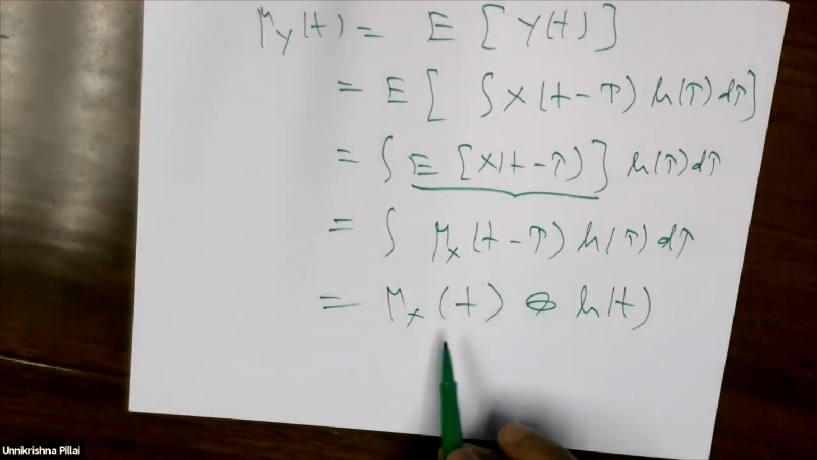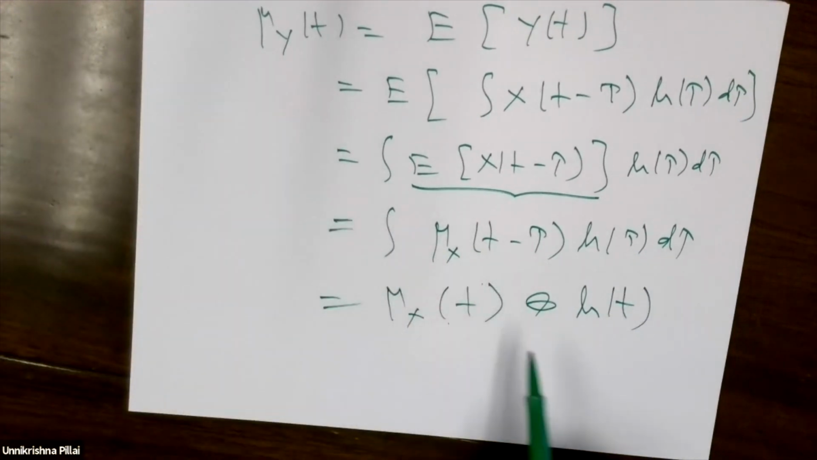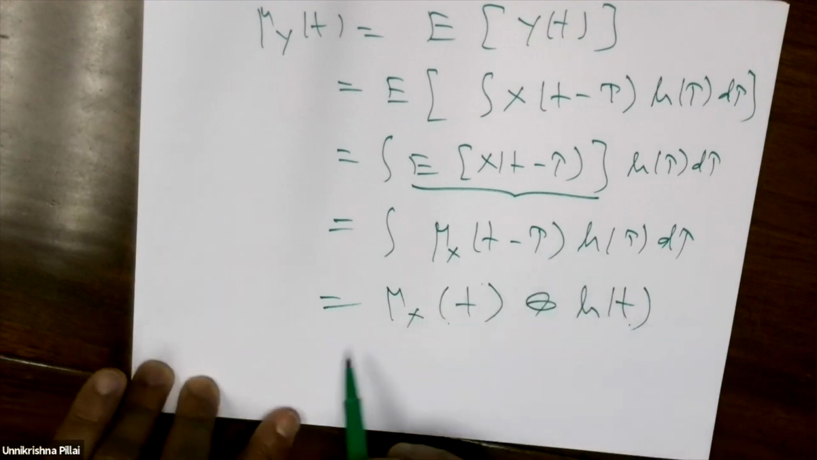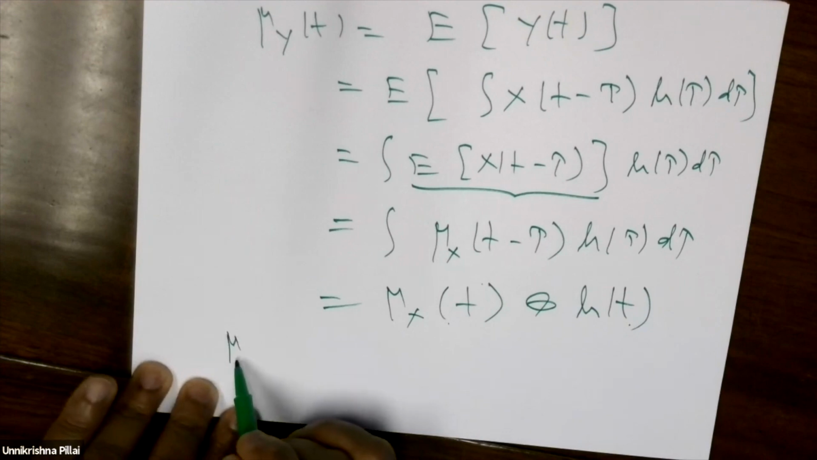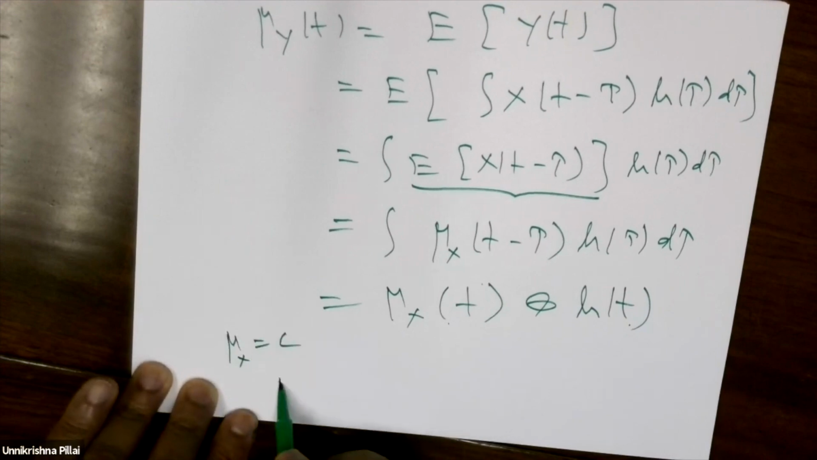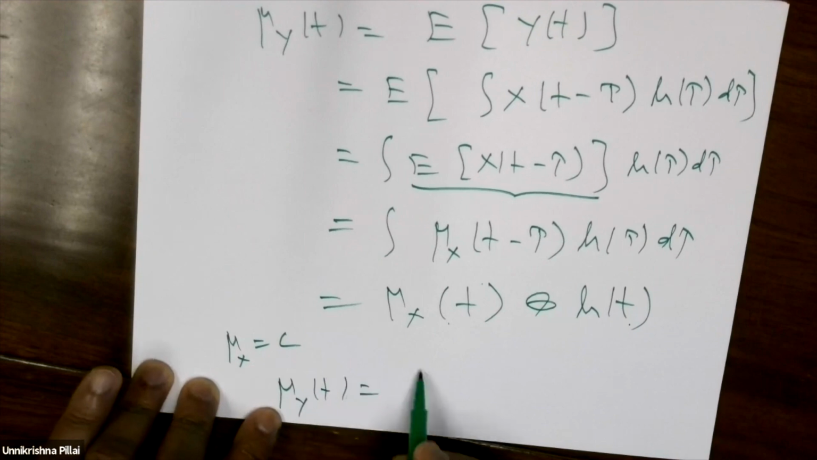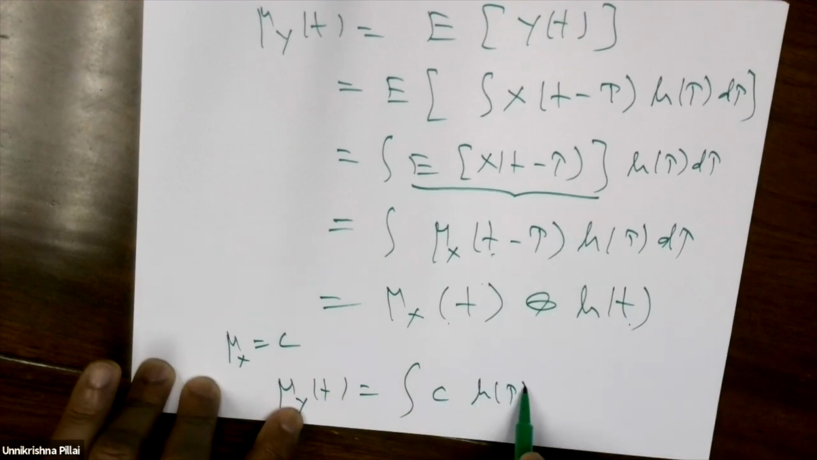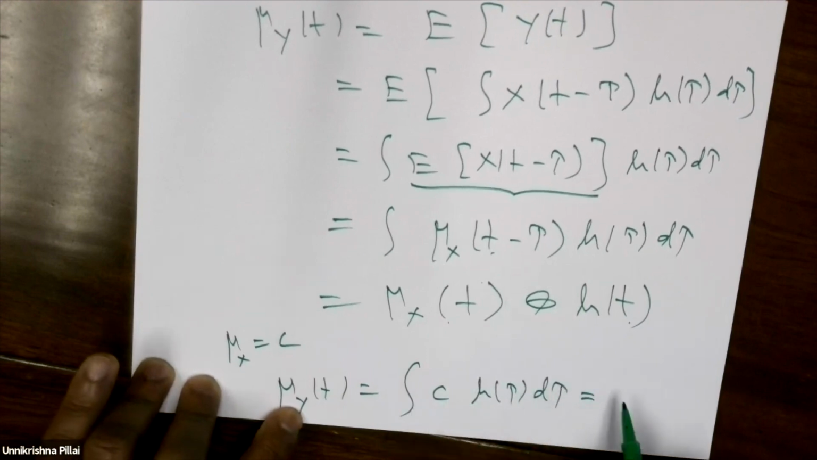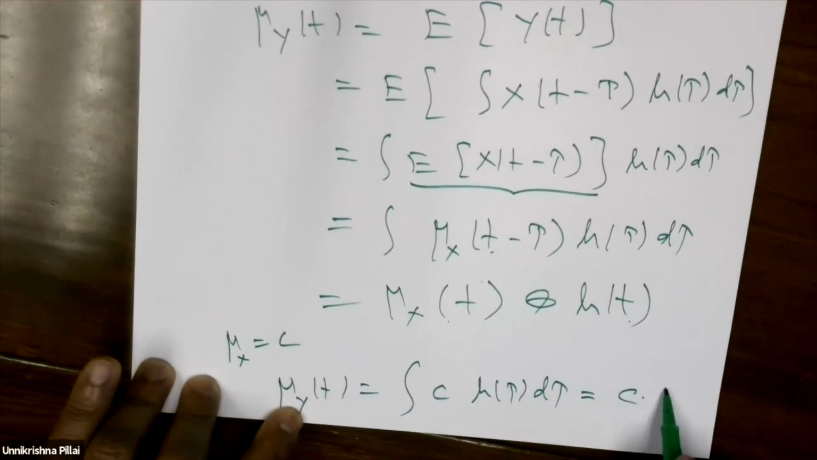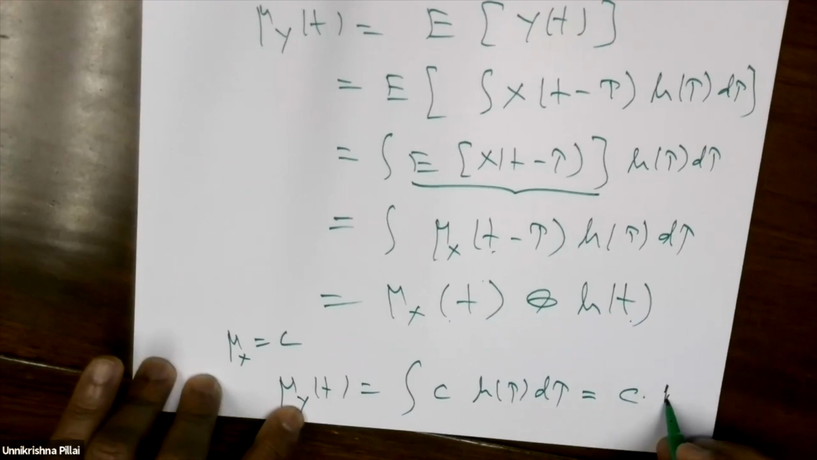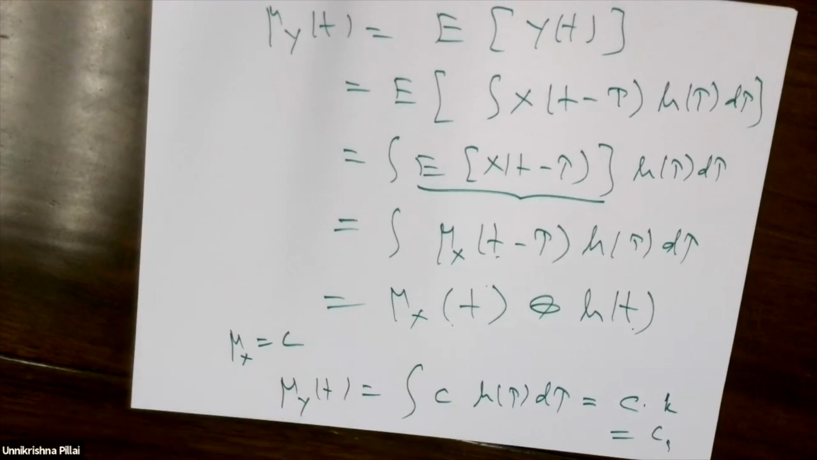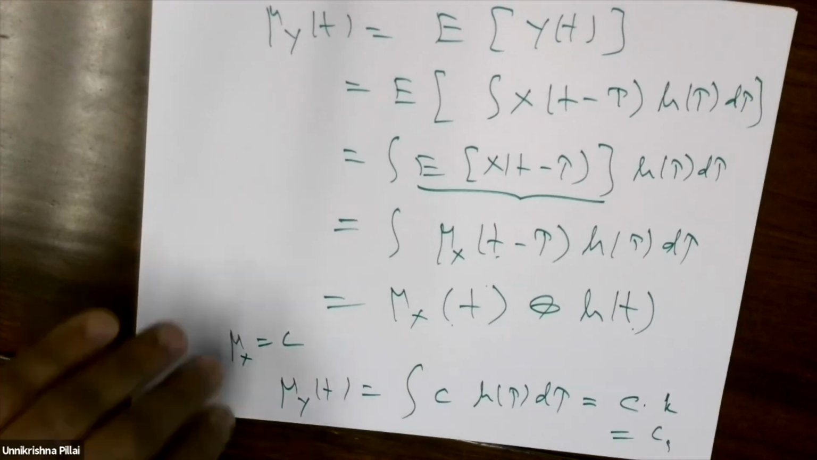So if the mean is not a constant, then the output mean is the input mean convolved with h of t. Of course, if the mean is a constant, as in the wide-sense stationary case, then the output mean is also going to be a constant, simply the constant averaged over h of tau, so c multiplied by some k. That's another constant, c1. So the output mean also is constant, so wide-sense stationary stays wide-sense stationary.